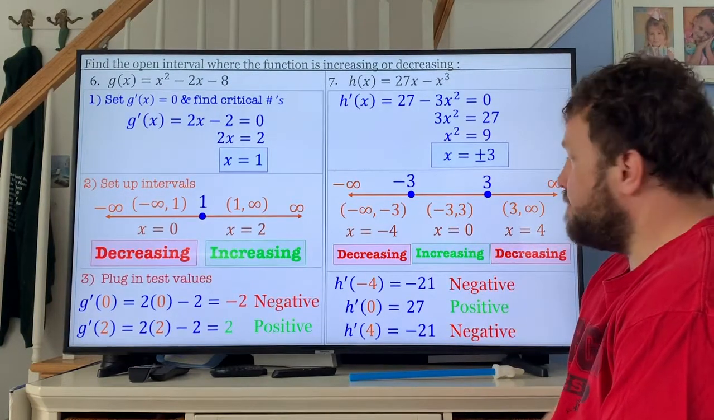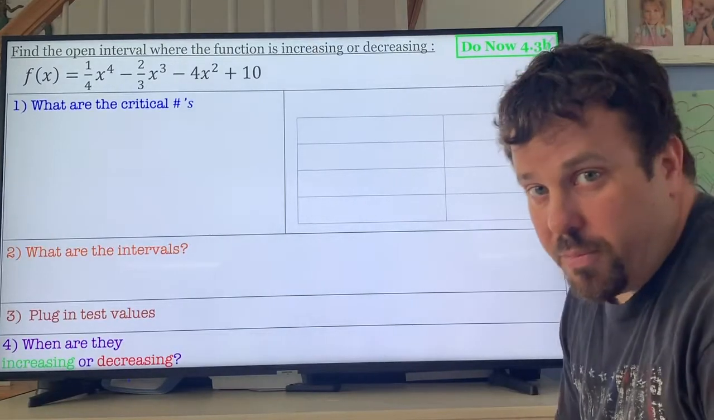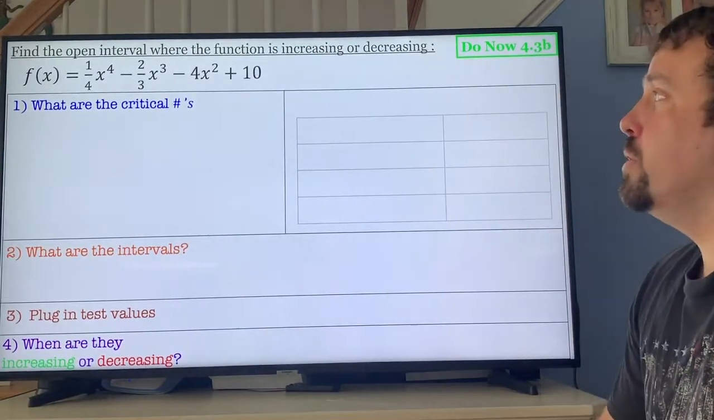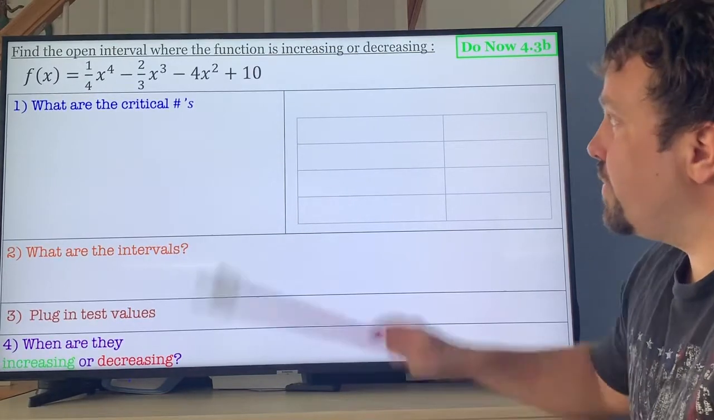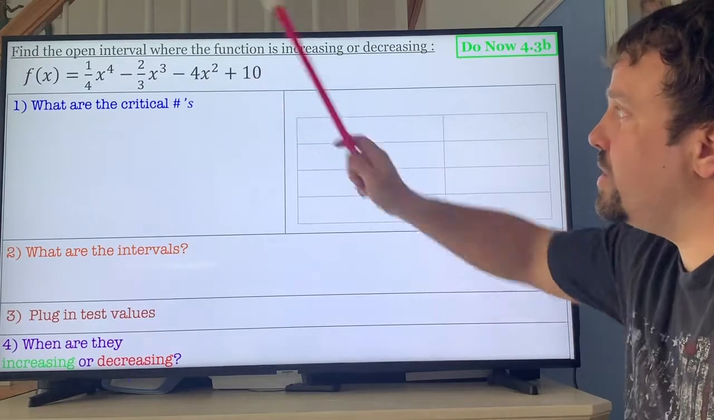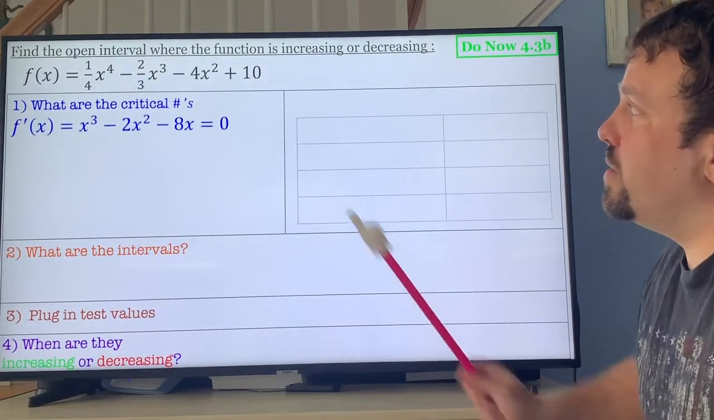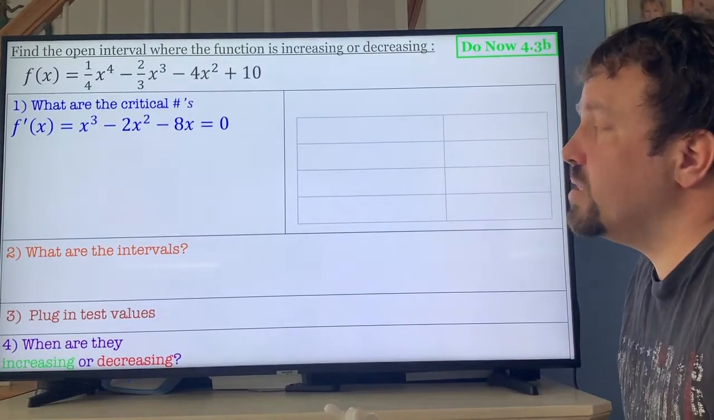Alright? Pretty easy, right? To start with, do problem 4.3b now. It should be done. First thing, what are the critical numbers? Where you found that before was you take the derivative of the equation. 1/4 of 4 is 1. 2/3 times 3 is 6 over 3 or 2. And 2 times 4 is 8.